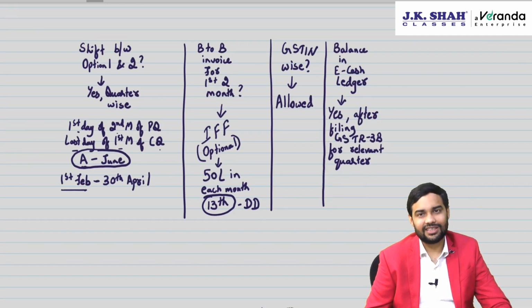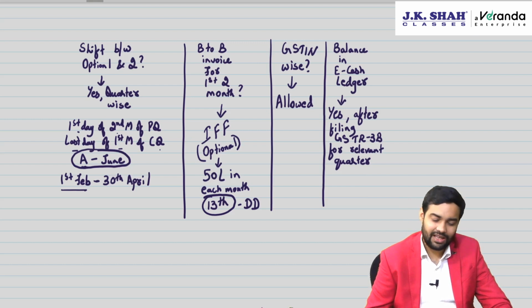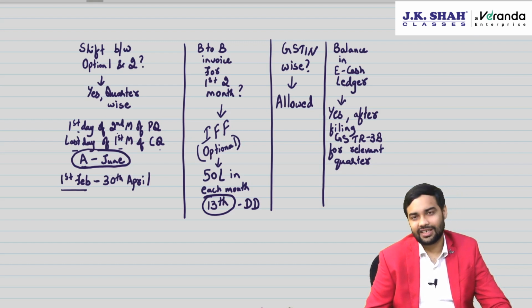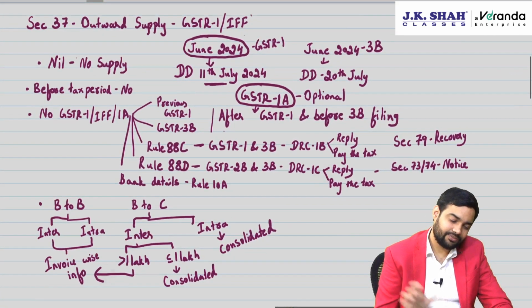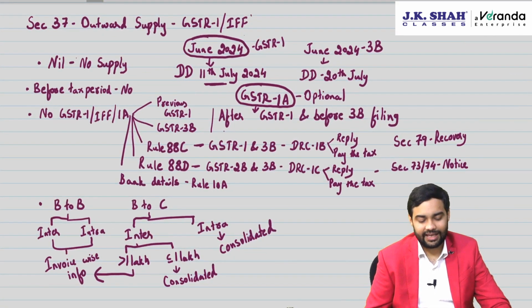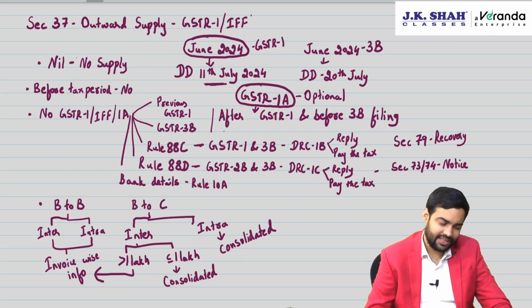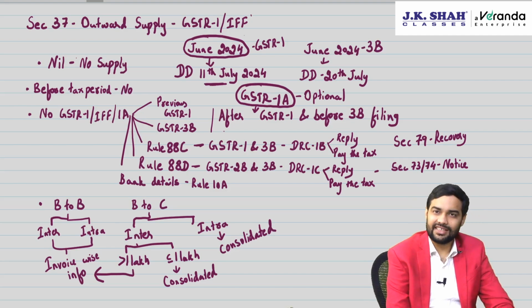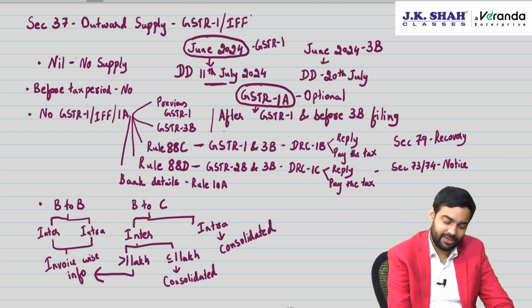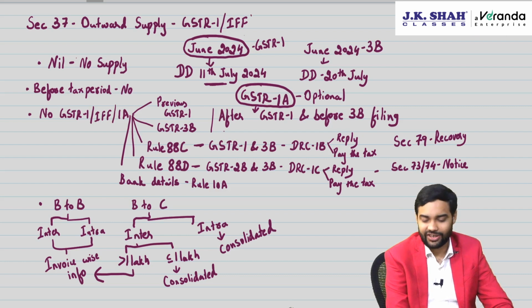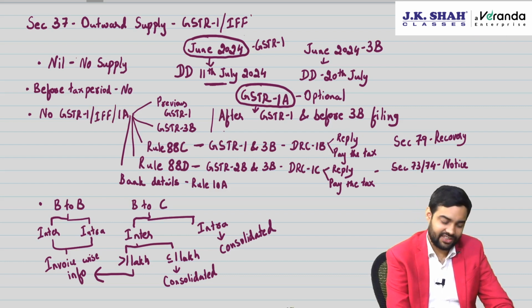B2B invoices, can you furnish it? Yes, using IFF. GSTIN wise, can you choose option 1 and option 2? Allowed. Balance in e-credit cash, can you use it? Yes, after filing 3B for that particular tax period. GSTR1, IFF, there's one new form 1A to amend something before filing your GSTR 3B. Some cases you will not be allowed to file GSTR 1 if you have not filed previous GSTR 1, previous GSTR 3B. Rule 88C, you did not reply or did not pay the tax. Rule 88D, you did not reply or did not pay the tax, or bank details not given within time.